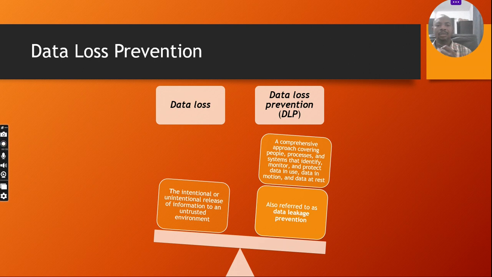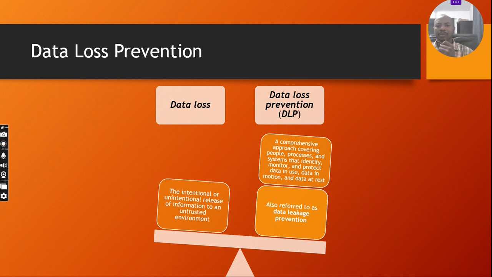Data loss is simply when there is an intentional or unintentional release of information to an untrusted environment. So when you intentionally or unintentionally release very vital personally identifiable information, or any data, to an untrusted environment. Now, what do we do in order to ensure that we do not encounter this problem? We have what we call data loss prevention, the DLP.